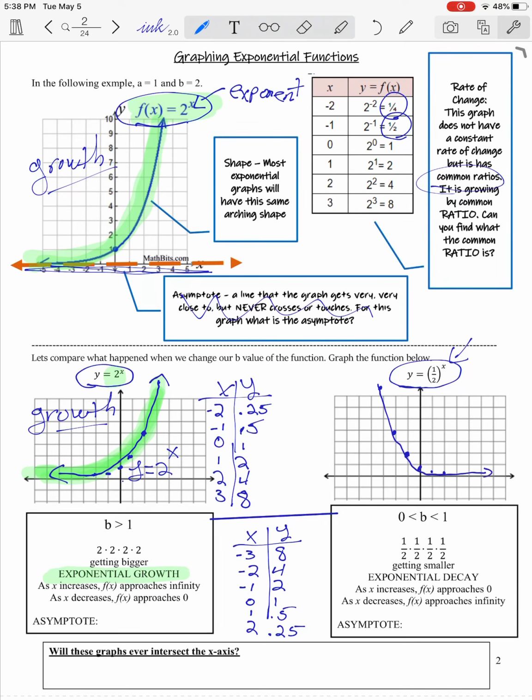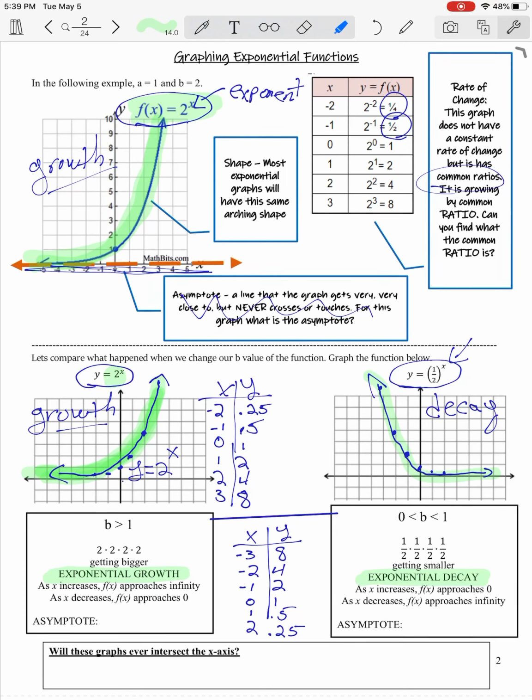If you look at your calculator, you're going to notice something about this. It's never going to cross the x-axis. It's never going to go below the x-axis. Now, when you look at this, we read from left to right, same way we would read a slope. So this is going down. So what do you think that's called? Instead of growth, we call this decay. Okay, exponential decay. And we're going to do a lot of word problems with this.